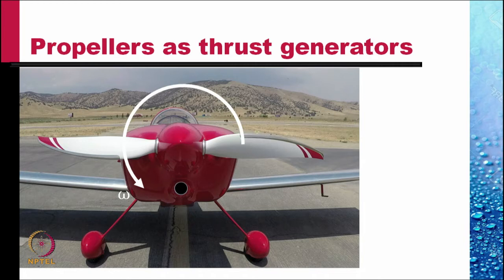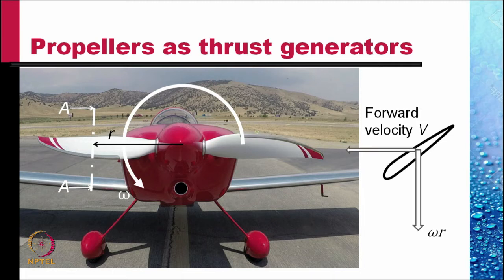Let us consider a propeller in which the blade is in the horizontal position and is rotating at an angular speed of omega counterclockwise. Let's take the section of a propeller at a radius r from the axis. This looks like an aerofoil. It has a downward velocity and it has a forward velocity v, that is the velocity of the aircraft.